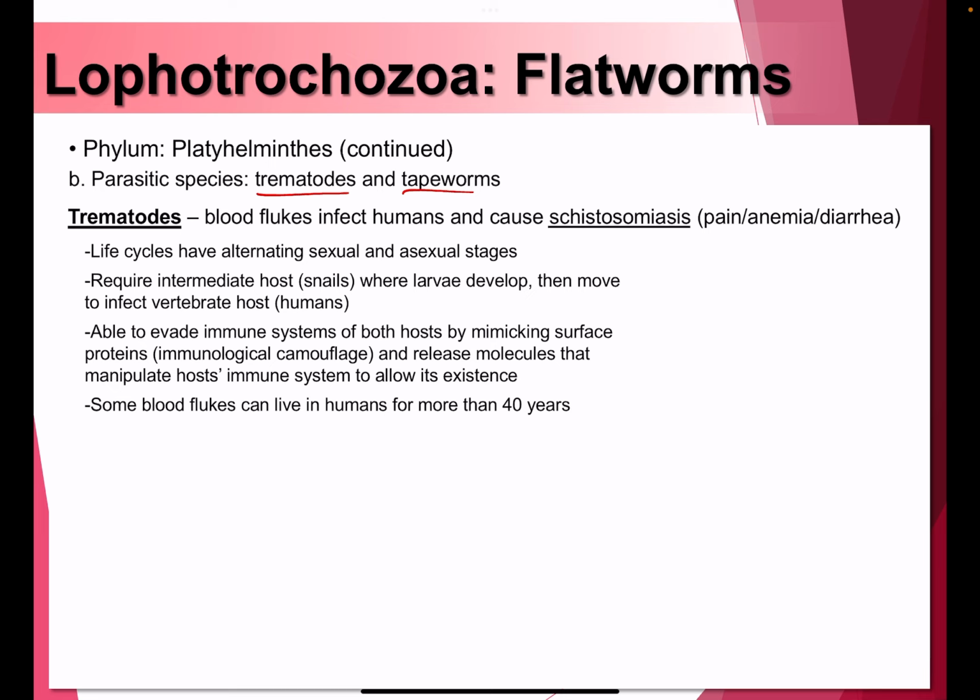Trematodes are what's called blood flukes, as their common name, and they very commonly infect humans and cause a disease called schistosomiasis. Schistosomiasis is where you can have a lot of pain, anemia, and also diarrhea. Now, life cycles for trematodes can alternate between sexual and asexual stages. We'll talk about that in a bit. And then they will require two hosts.